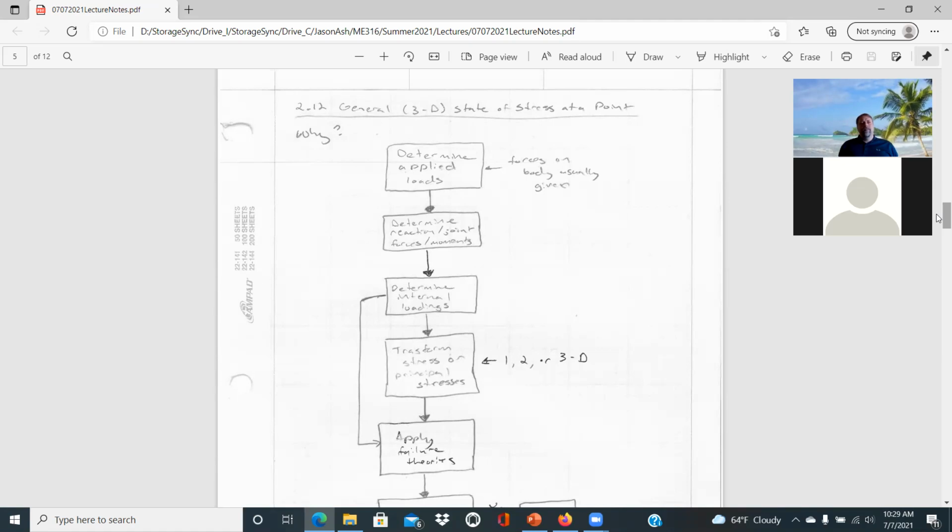I think they cover that in ME 216, but I cover that again for one of my graduate classes in more detail on multiple rotations, figuring out what the state of stress is based on that, and building that in MathCAD.